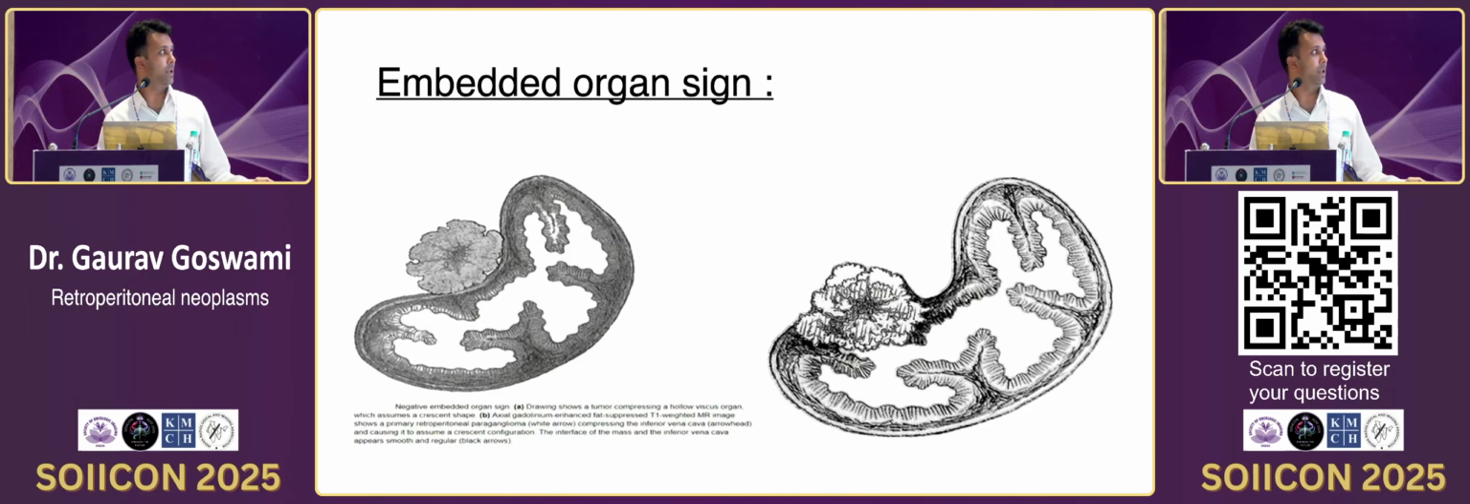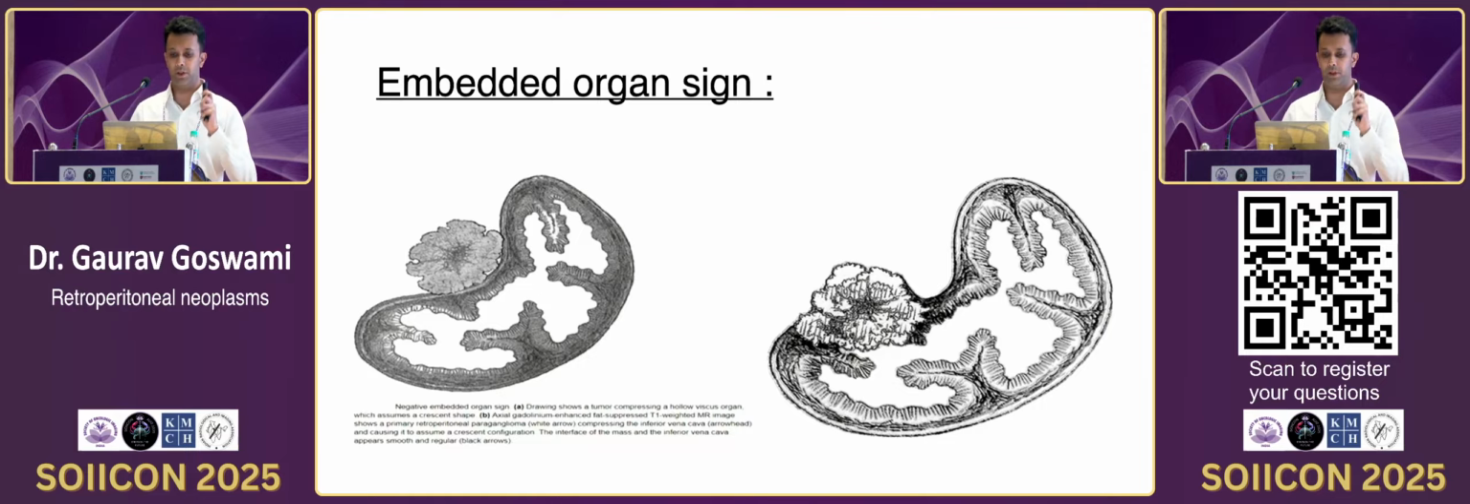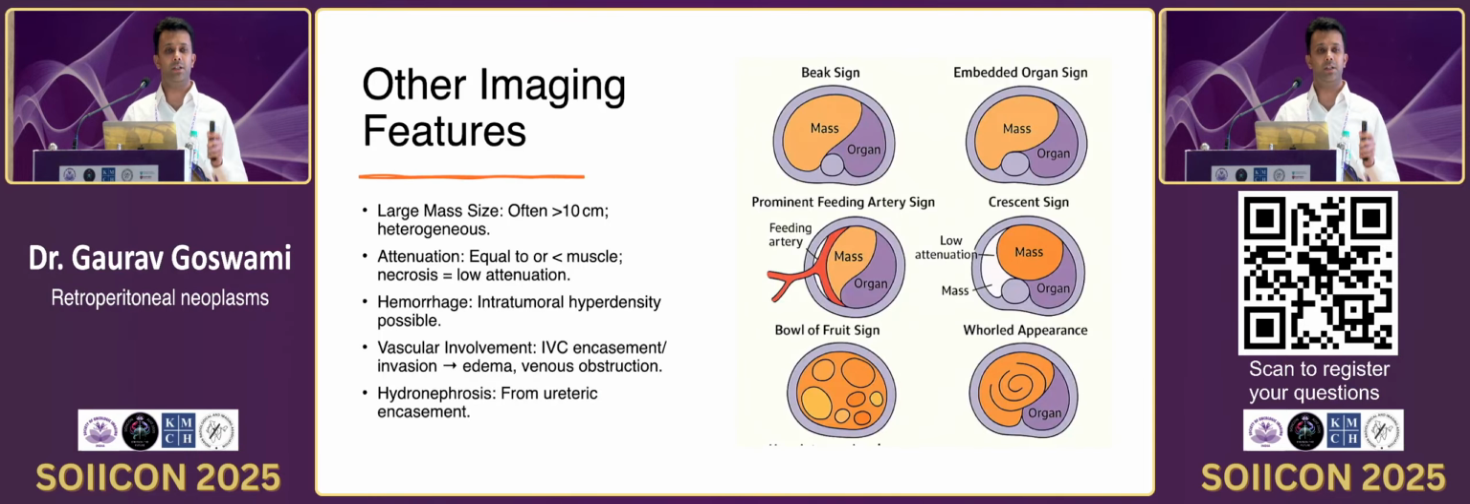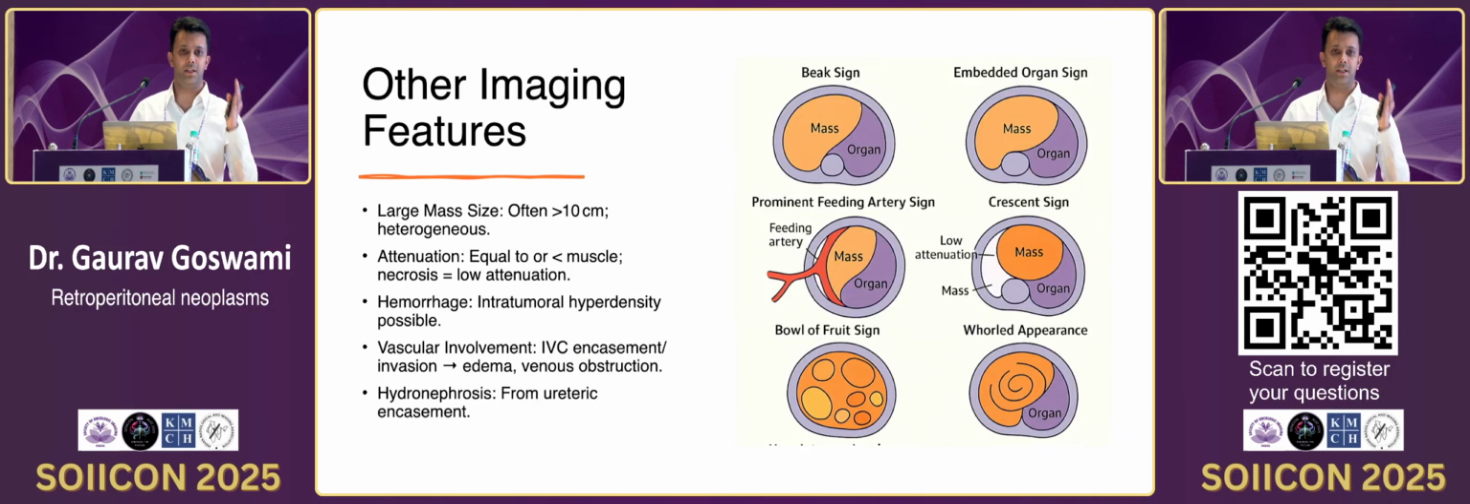And the second is the embedded organ sign, where this is the negative embedded organ sign and this is the positive embedded organ sign. So the organ of origin you can better characterize with the beak sign and the embedded organ sign. Other imaging features of the tumor you have to characterize is the size of the lesion, whether it is a small size, intermediate size or a large size lesion.